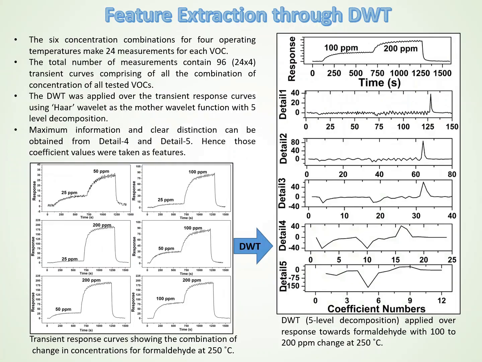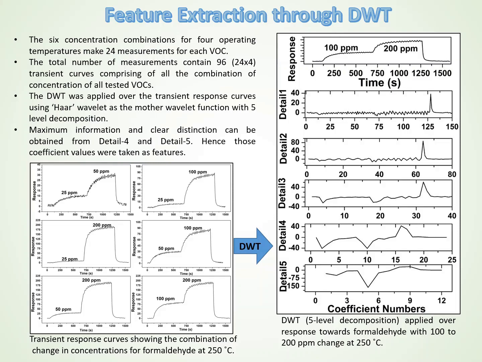Now, considering every possible low to high concentration change, there can be six combinations as shown in the figure on the left-hand side for formaldehyde at 250 degrees Celsius. From the figure, it is evident that there is an abrupt change in the transient on introduction of higher concentration. So in a real-time scenario also, this is to be detected.